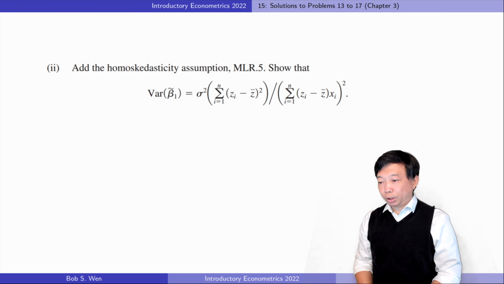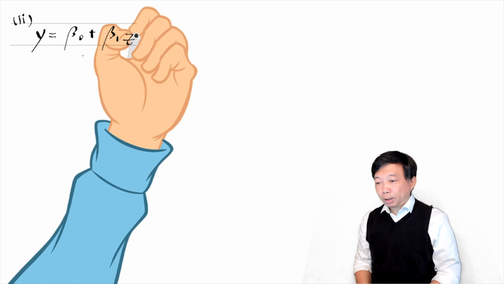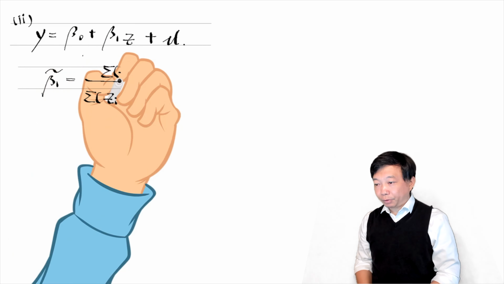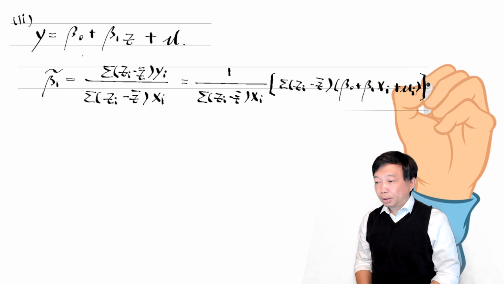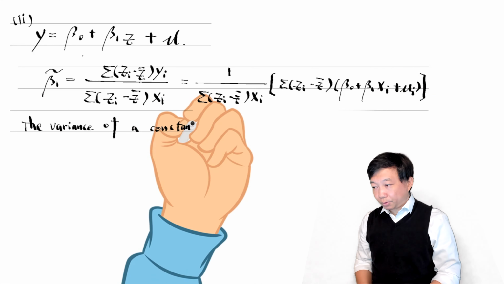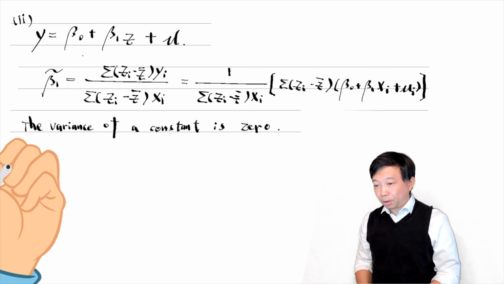For the second question, we need to show the following variance of the estimator under the homoscedasticity assumption. We replace yi with the population model. We know that the variance of a constant is 0, and we can treat x and z as non-random, so the variance of the first two terms is 0.